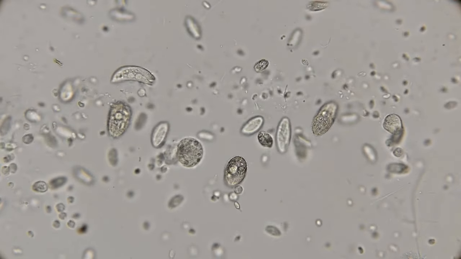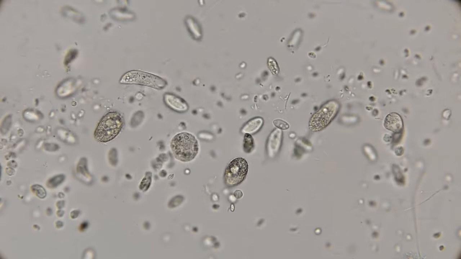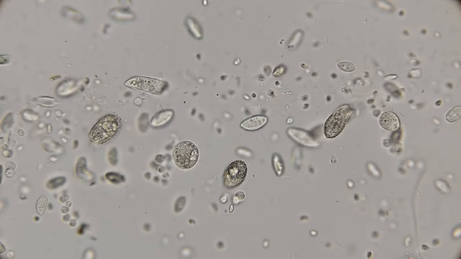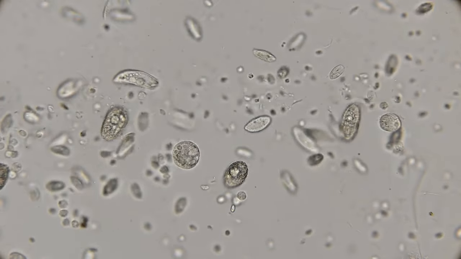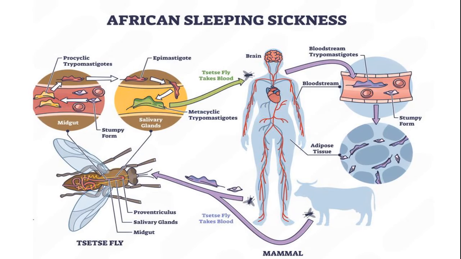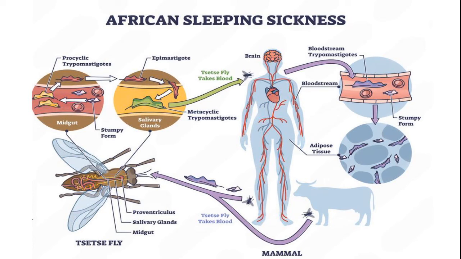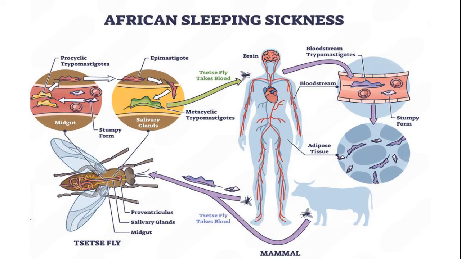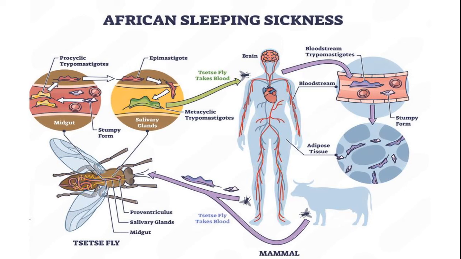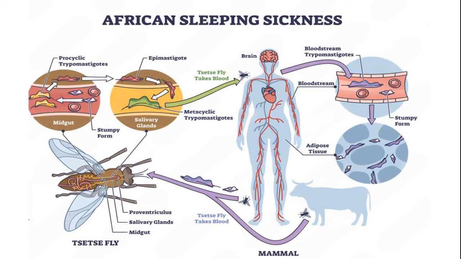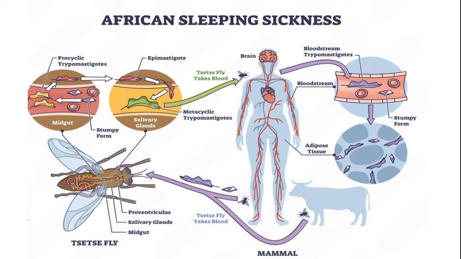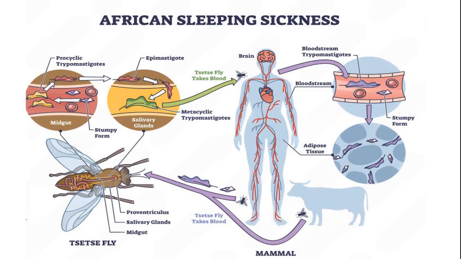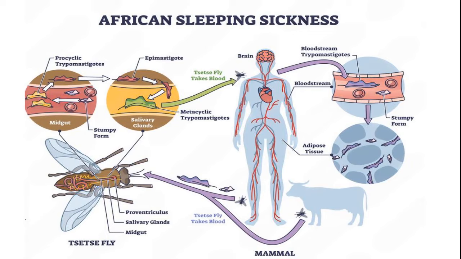Number 4. Explain the life cycle of Trypanosoma brucei. The life cycle of Trypanosoma brucei involves two main hosts, the tsetse fly, genus Glossina, and a human or animal host. First we will talk about the tsetse fly host. When a tsetse fly bites an infected host, it ingests bloodstream trypomastigotes. In the fly's midgut, the parasites transform into procyclic trypomastigotes and multiply by binary fission. They then migrate to the salivary glands, where they become epimastigotes, continue to divide, and eventually transform into metacyclic trypomastigotes, the infective stage for humans.